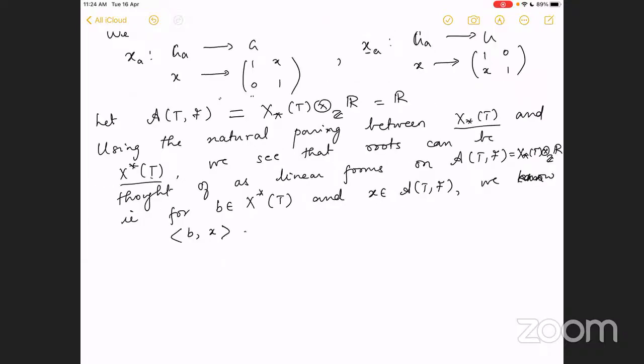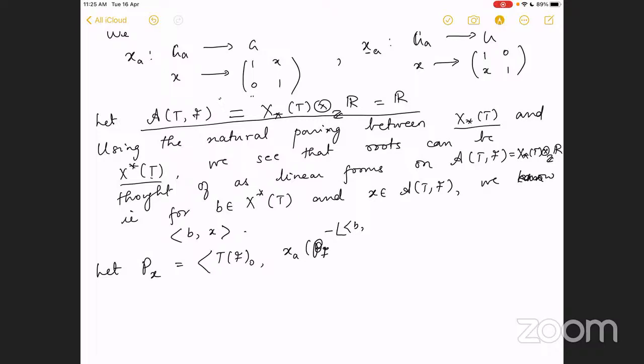Now I'm going to define the parahoric subgroups. I've already defined the apartment. This is my apartment corresponding to this maximal torus T. Define P_x to be the group generated by T(F)_0, x_beta of P_F to the power minus the floor function of beta(x), where beta is in the set of roots Phi.